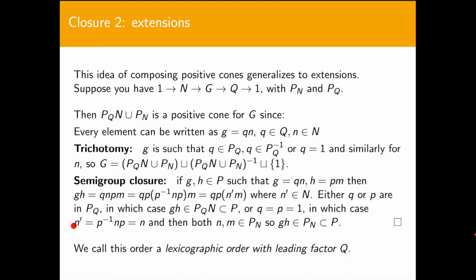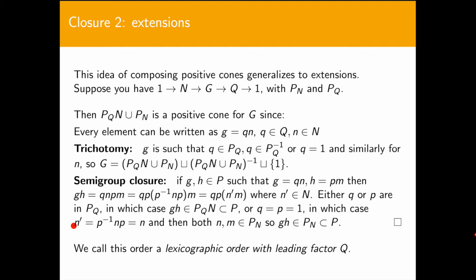So how do we show that? First, if you have this decomposition, then G is such that its Q factor is either in P_Q or in P_Q inverse, or Q is equal to 1, by the trichotomy property of P_Q. And then you have the same thing for N. So G is really partitioned into P_Q N union P_N, disjoint union with P_Q N union P_N inverse, disjoint union with 1.